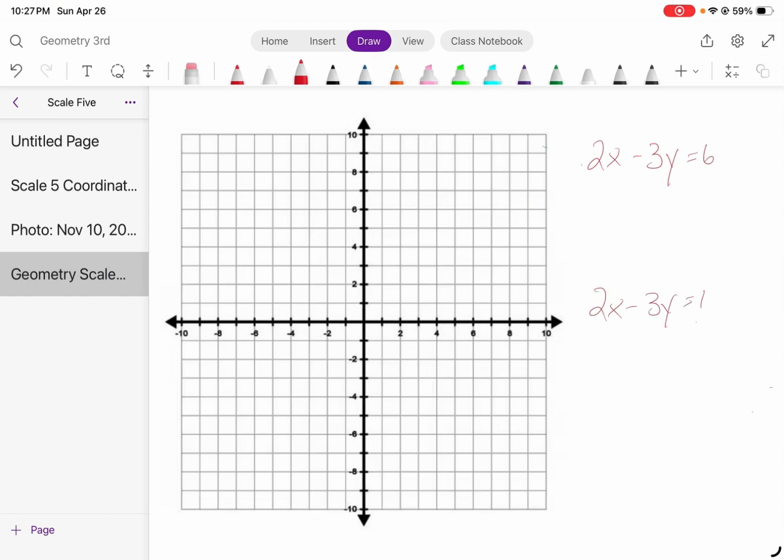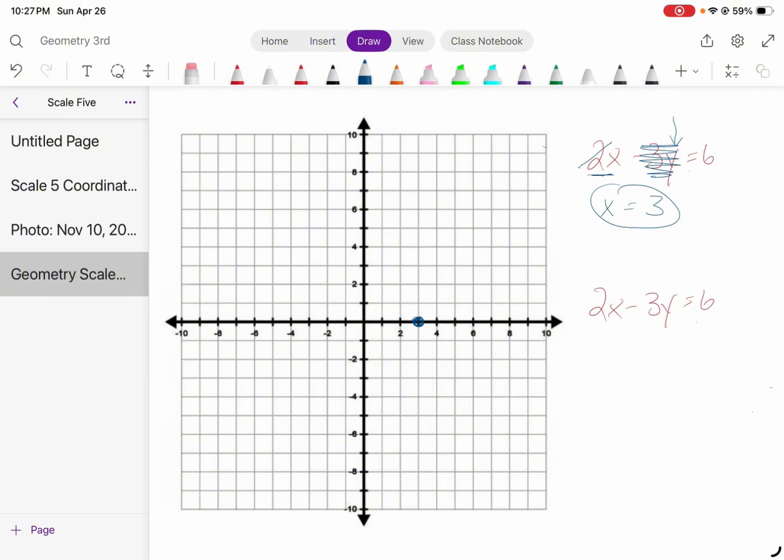I'm going to recopy my equation here that I'm graphing, because in order to find an x-intercept, all we have to do is plug in a 0 for y. When I plug in a 0 for y, 3 times 0 is 0, so that term just goes away, and it leaves me with 2x equals 6. If I solve that equation by dividing by 2, we get x equals 3. That is your x-intercept. So my line is going to cross the x-axis right here at 3.